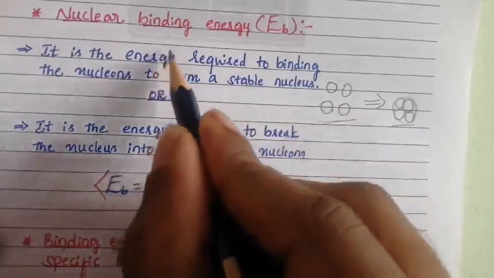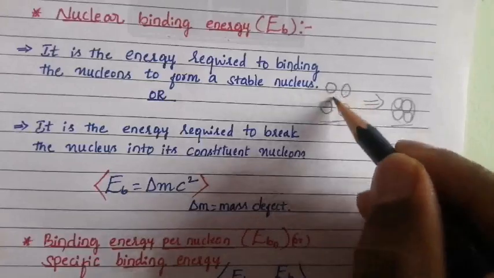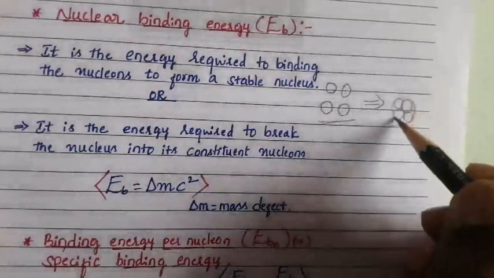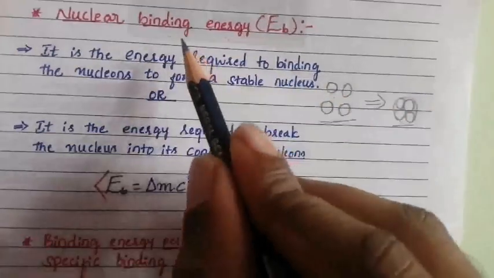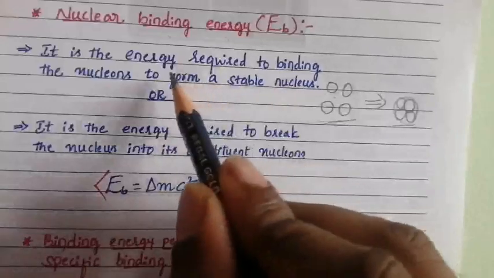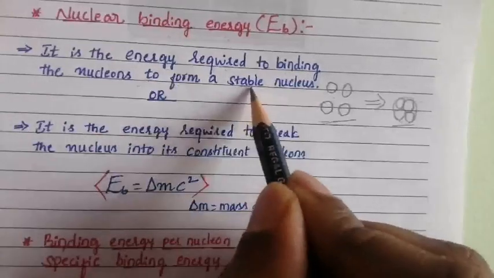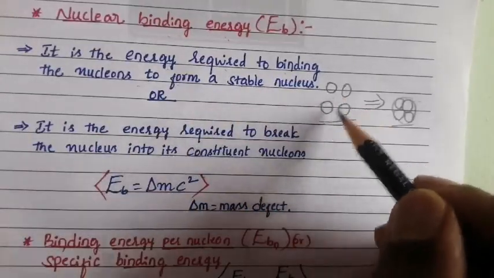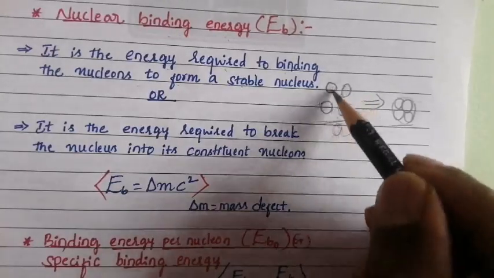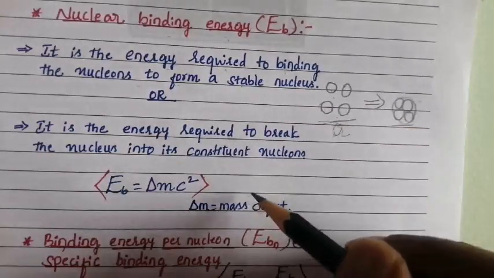So then what is meant by nuclear binding energy? Here, this mass can be converted into energy. That energy binds all the 4 nucleons. So that is called as nuclear binding energy. Then what is the definition of nuclear binding energy? It is the energy required to bind the nucleons to form a stable nucleus. I want to supply some heat energy, that required to bind all the 4 nucleons to form a stable nucleus is called as nuclear binding energy.